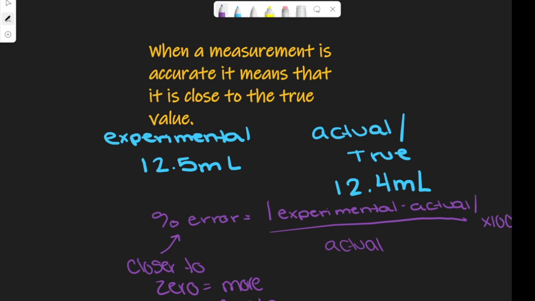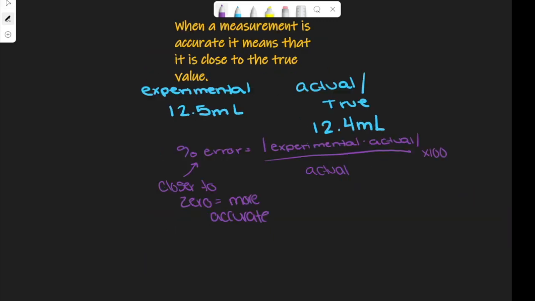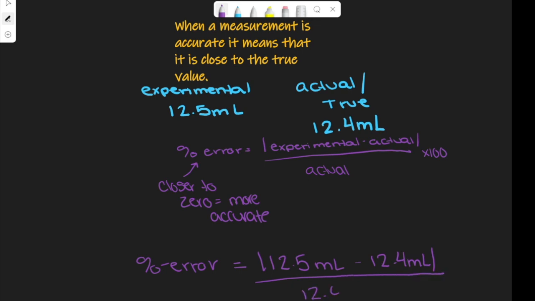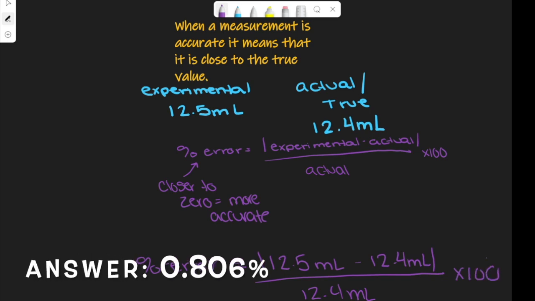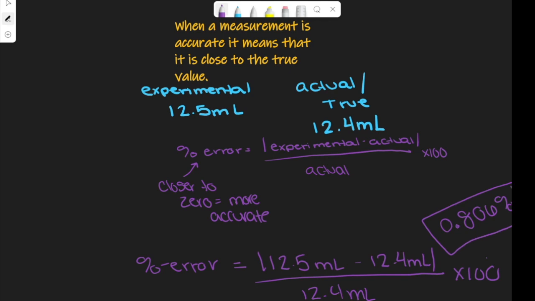So let's see what our value is with the data that we have at the top of the screen. All right, if we use our equation, our percent error is going to be equal to 12.5 milliliters minus 12.4 milliliters, divided by 12.4 milliliters. And then we're going to multiply that all by 100. In this case, I get 0.806%. We see that my percentage is very close to 0, so this means that my experimental value was fairly accurate.